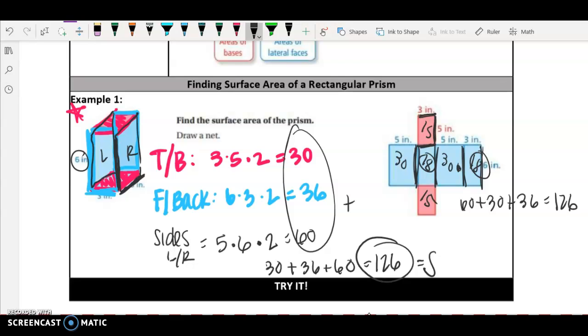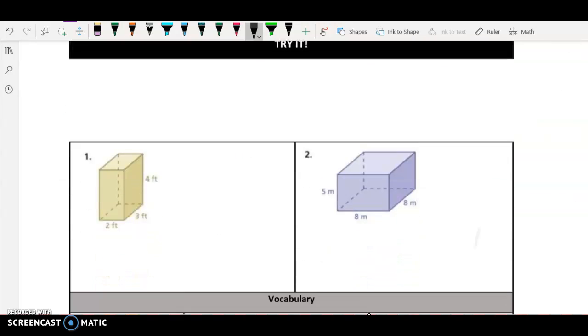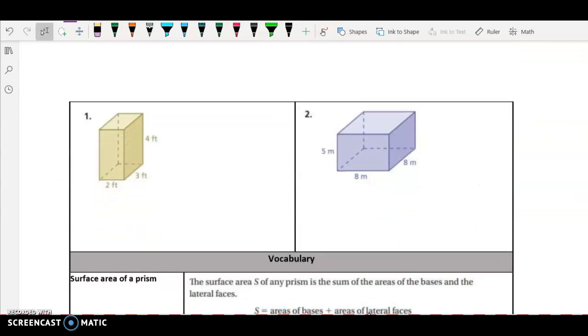I just always use the 3D drawing because sometimes it's a little harder to draw it out flat. But if you can do that, then by all means, that's always an option. So I want you to give these ones a try, 1 and 2, and then you're going to check your answers with mine.